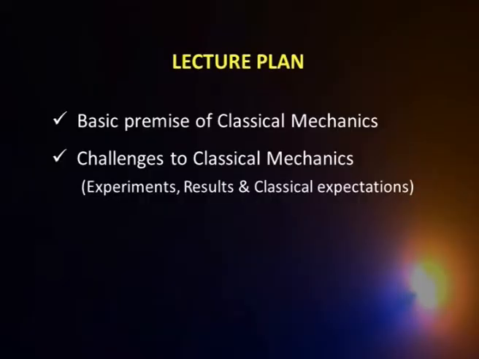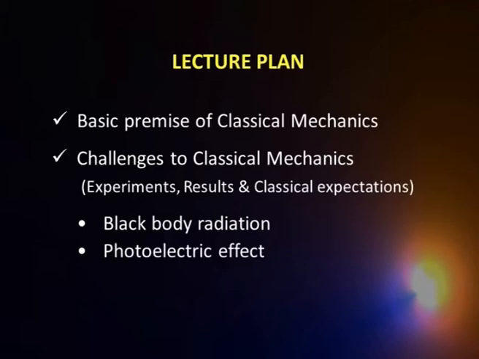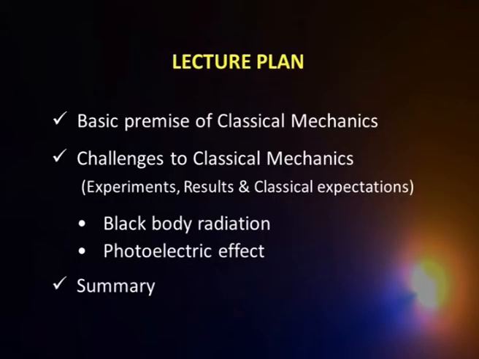In this process, I'll take up 2 such important experiments, Blackbody radiation and the photoelectric effect, in today's episode. I will try to see what the experiments were, what kind of results were obtained, what the classical predictions for those experiments were, and how the two were mismatching. So, we will see that classical mechanics is inadequate to explain these results. Then towards the end, we will sum up what we learned in today's session. Okay, let's make a beginning.